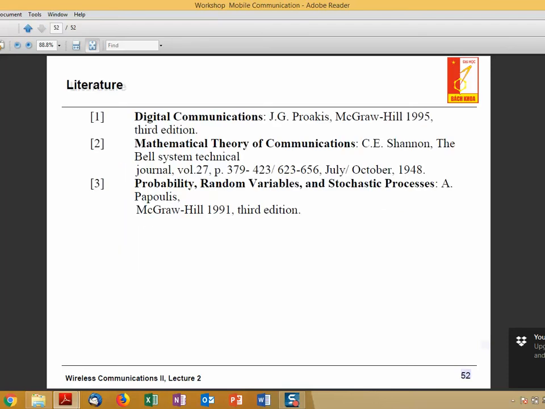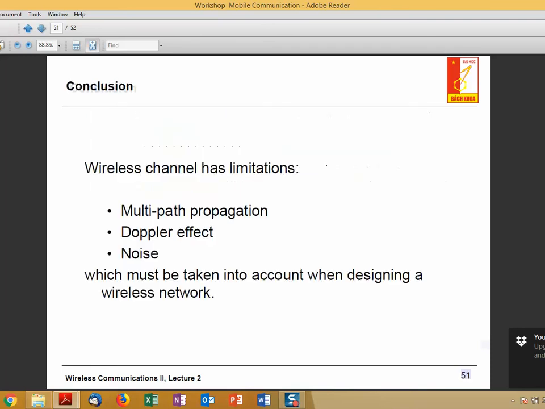No, this is not here. Yeah. Oh no, that's not here.